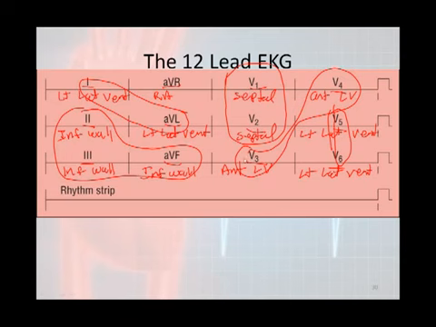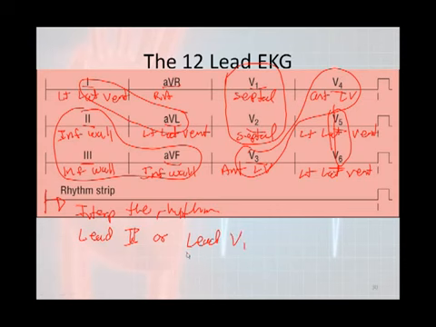Last thing I want to talk about here is the rhythm strip. The rhythm strip usually is going to be printed down here on the bottom at the same time that all of these leads are printed across the top. The nice thing about the rhythm strip is it helps you interpret the rhythm. And normally the rhythm strip is either lead 2 or, very commonly, lead V1.